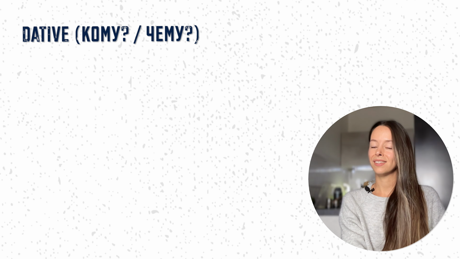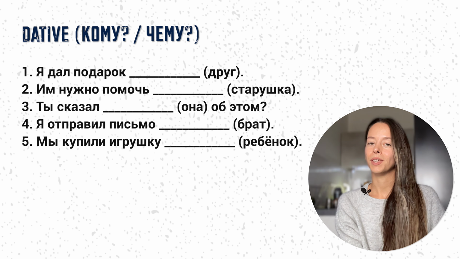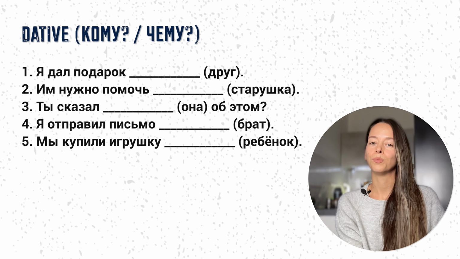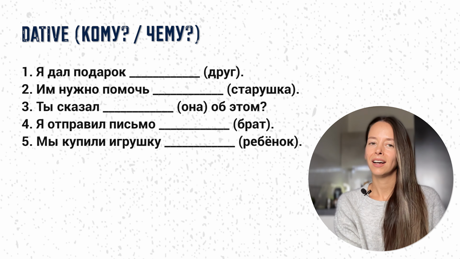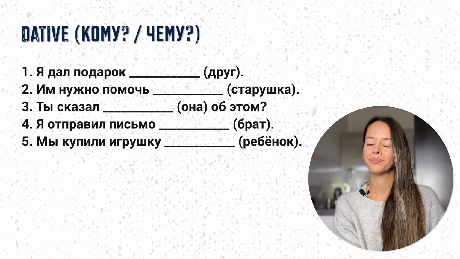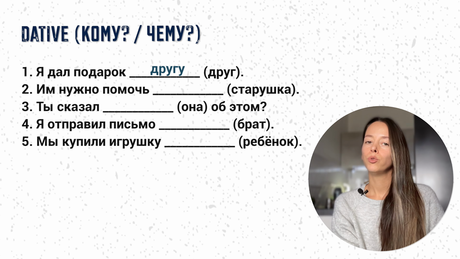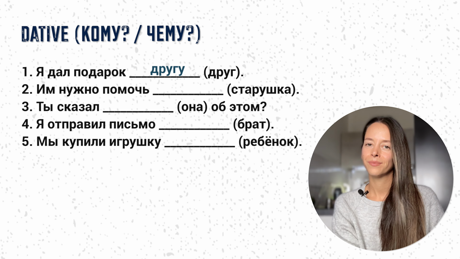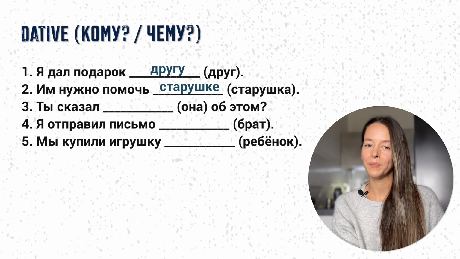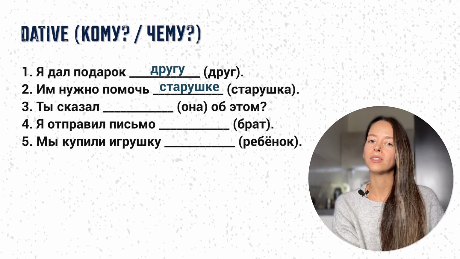Your task remains the same. Fill in the blanks by using the correct form of the noun in brackets. Here we should put all of the nouns in brackets into the dative case. Я дал подарок другу. Им нужно помочь старушке.